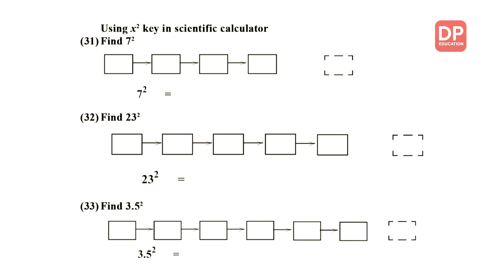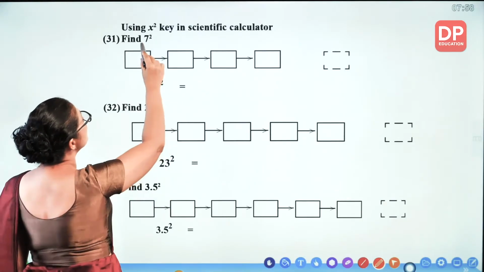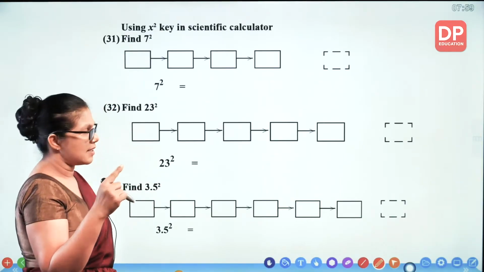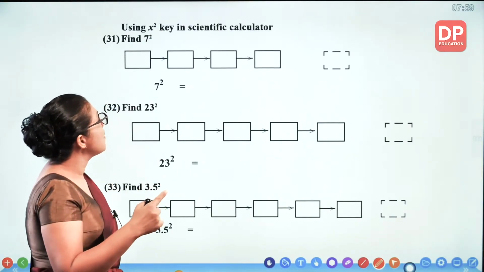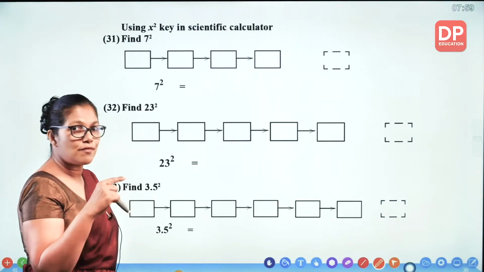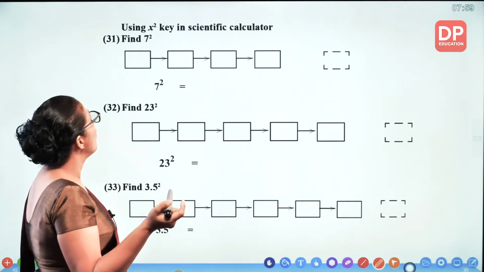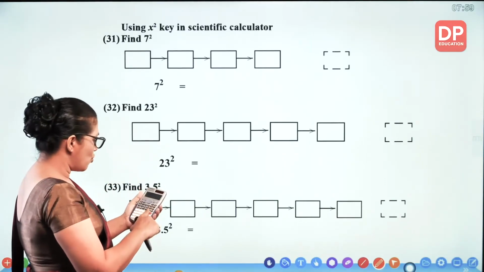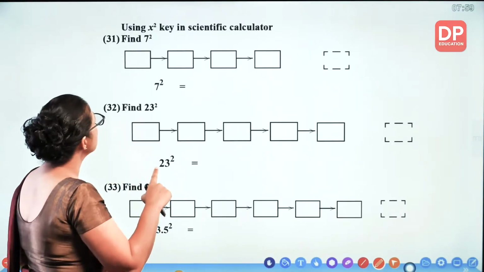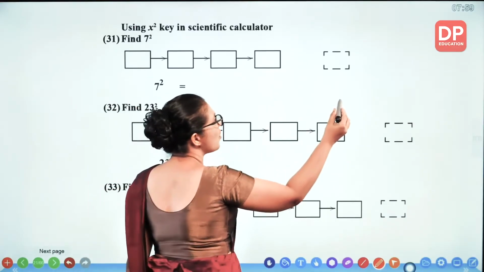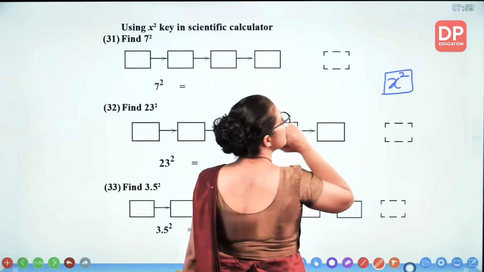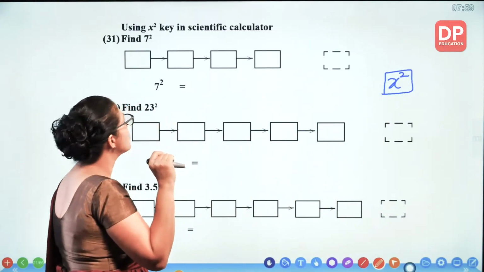Now we'll look at how to use this square button. So here x squared means square button. 4 times 4, 16. So we are multiplying by itself. 2 times 2, 4. So 7 squared means 7 times 7. There's a separate x squared button. That's the key we need to use.